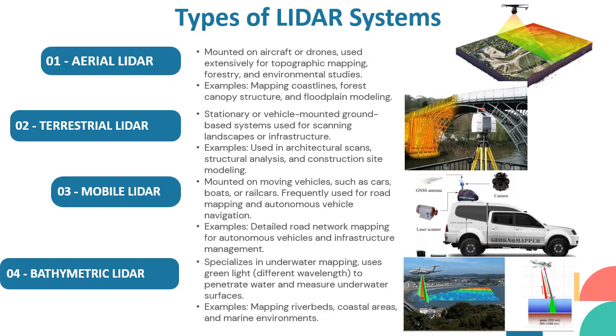There are different types of LiDAR: aerial, terrestrial, mobile, and bathymetric. The aerial one is used on a drone or helicopter or something like that to measure terrain. The terrestrial one is kept on the ground and the point cloud is obtained. The mobile one is mounted on a car and measures accordingly. And bathymetric LiDAR is the one which works underwater.